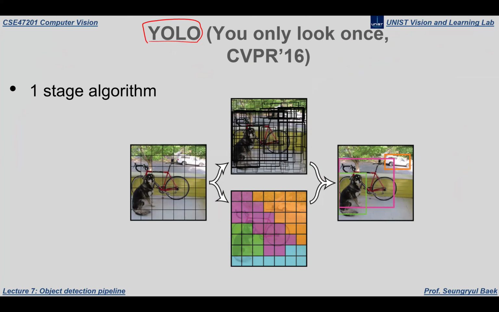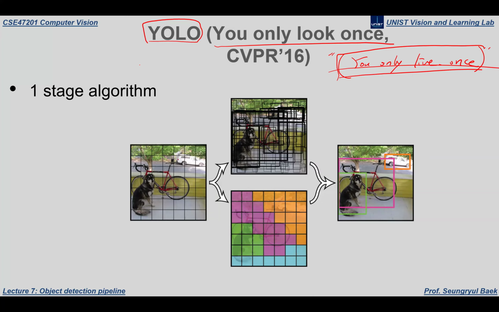Okay. YOLO, you may have heard about this word. Normally it is an abbreviation of "you only live once." This is the famous phrase, used among young generations nowadays: you only live once, so enjoy your life. That's YOLO. But in this algorithm, YOLO, they are replacing this "live" with "look." So it is enforcing that it only sees the image one time, so it is one of the efficient algorithms.